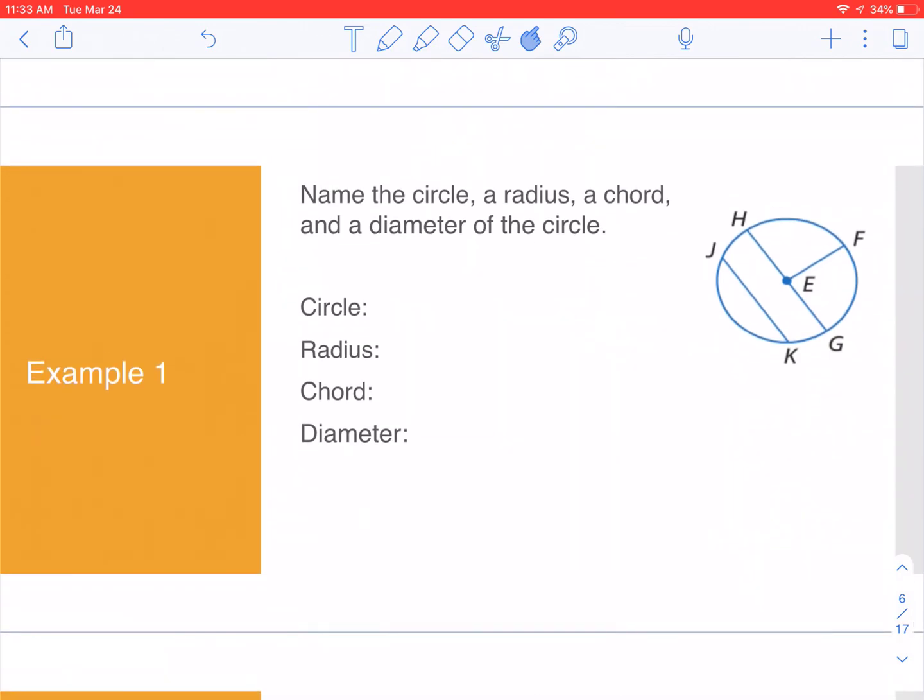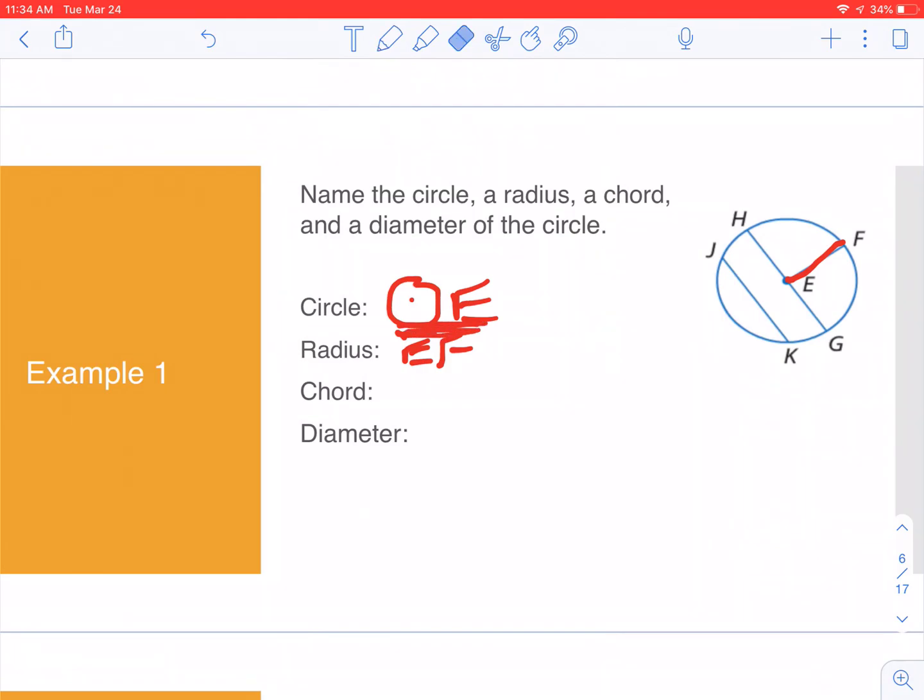Name this circle. If you want to think about it on your own and name it while you're waiting for me, you can. This is known as circle E. E is in the center. Let's name a radius. I'm just going to pick the most obvious one to me, EF. There's two other ones you could name.